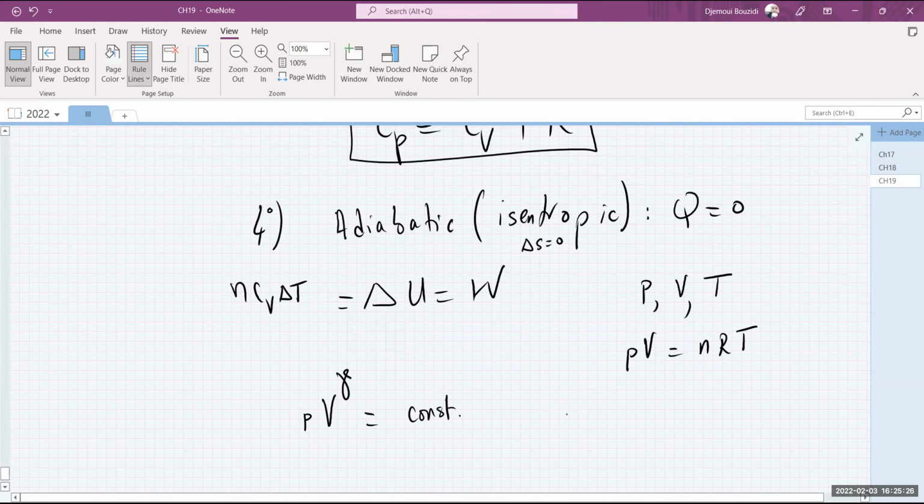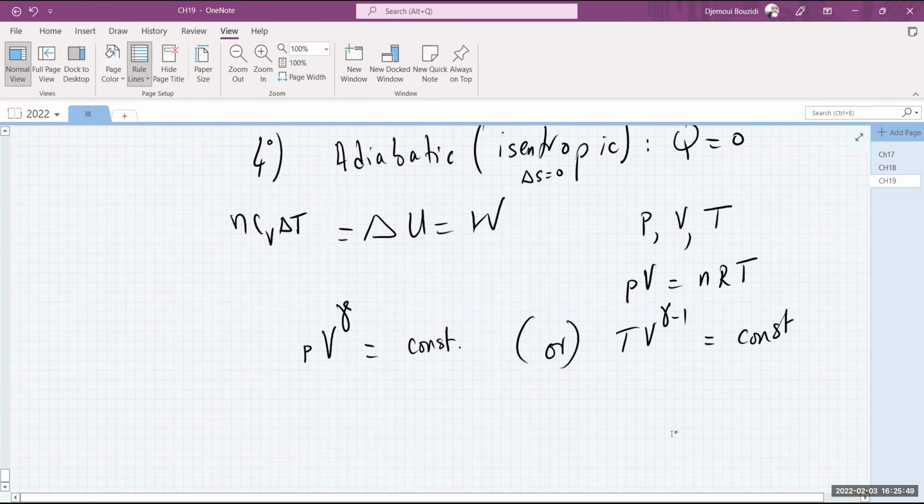Or alternatively, or the same, okay? So they're identical. To say TV to the power gamma minus 1 is another constant not related to this one, okay? So there is an nR between them. This constant and that constant, they have an nR between them. For one thing, the dimensions are not correct. That's how you can catch that these constants are not the same.